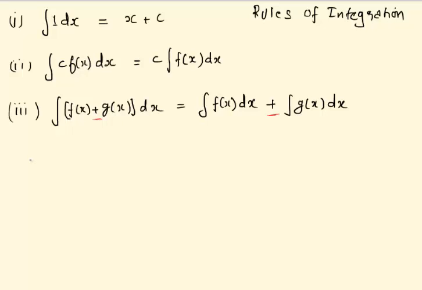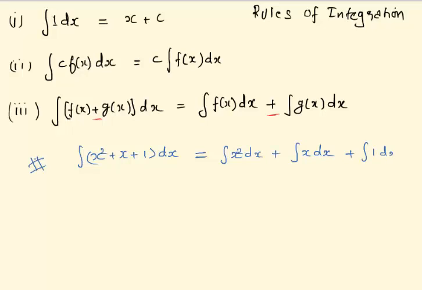Let's try to understand these rules through examples. Suppose we have the integration of x square plus x plus 1, the function to be integrated with respect to x. Then you can apply the rule here that this will be equal to integration of x square with respect to x plus integration of x with respect to x plus integration of 1 with respect to x.